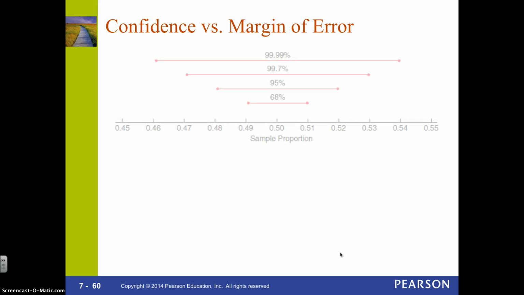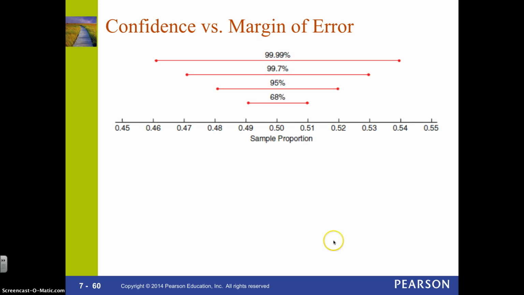So let's look at some confidence versus margin of error. If your sample proportion, let's say, is 50%, and some of this depends on how large your sample size is, in this case it looks like we're using 0.1 as a standard deviation or standard error. If I want to get 68%, I go one standard deviation on each side. For 95%, I go 1.96 or about 2.